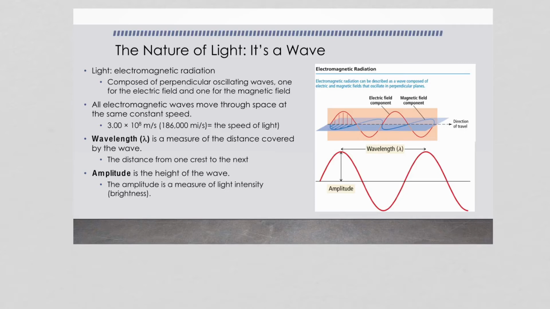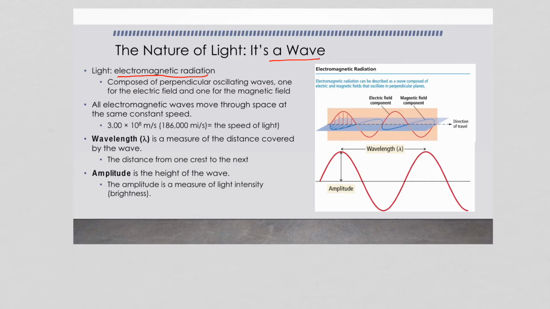Now, the first thing that we can think about with light is that it is a wave, right? So light exists as a wave. Now, light is a euphemism. It's a common term for what is more specifically known as electromagnetic radiation. Electromagnetic radiation consists of waves, electromagnetic waves.